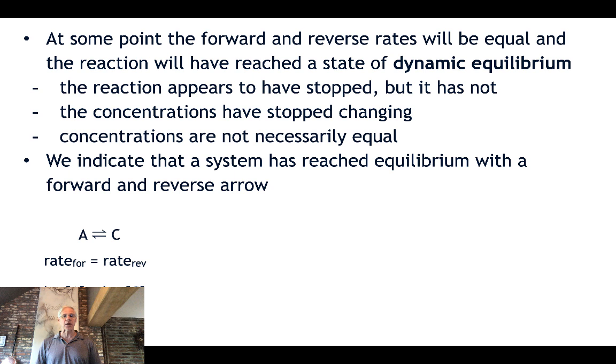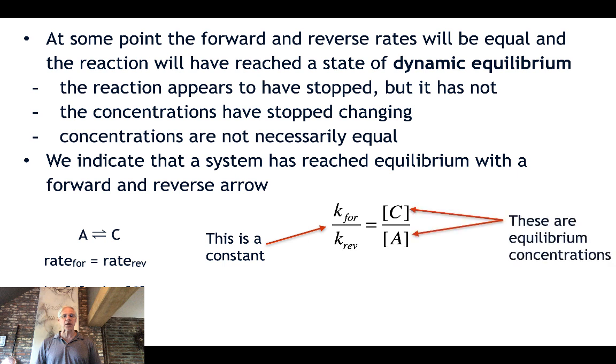is equal to the K for the reverse reaction times the concentration of C. Okay, so we know those two things are equal because the rates are equal. So all we're going to do now is just rearrange our equation. We're going to bring our K reverse over here. We're going to bring our concentration of A over here.